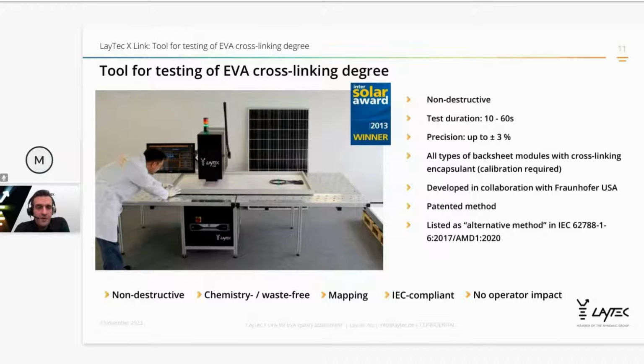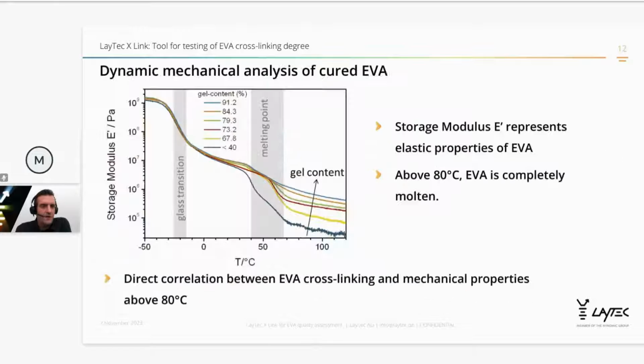It works for all types of backsheet modules with a cross-linking encapsulant, even though it will require a calibration process to really come up with an absolute gel content number. Otherwise, it will just provide.